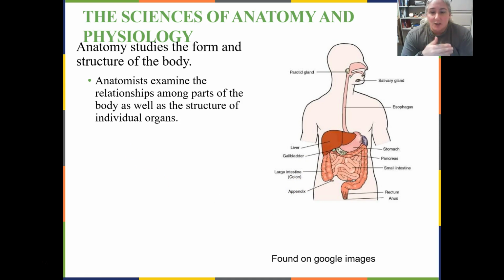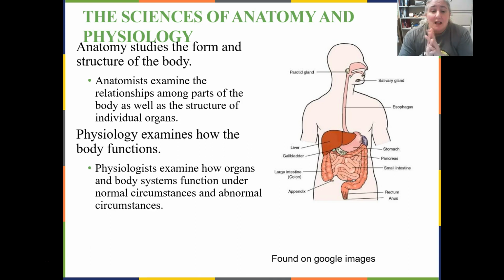Anatomy is the study of the structure of the human body. So when you're looking at the skin, when you're looking at hair, when you're looking at a heart or the muscles of the body, that's all anatomy. And anatomy instructors, anatomists, they typically are looking at how the structures fit together, what structures make up individual organs. Whereas physiology examines how the body structures function.